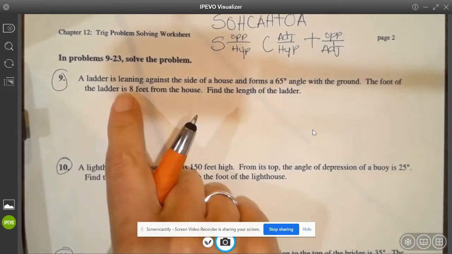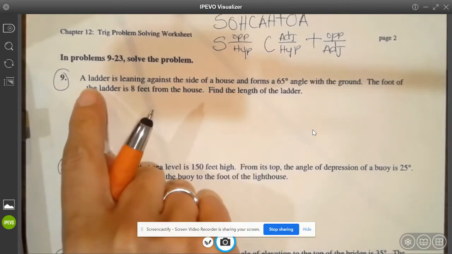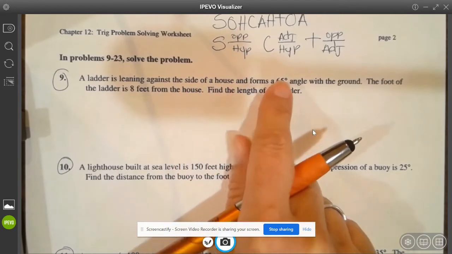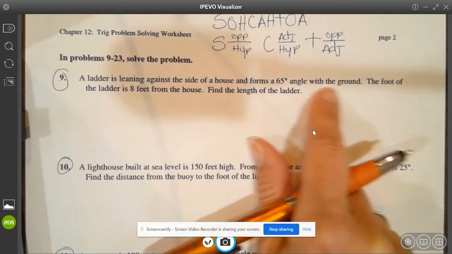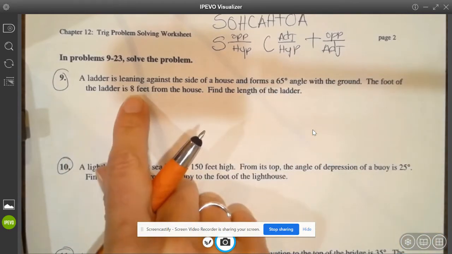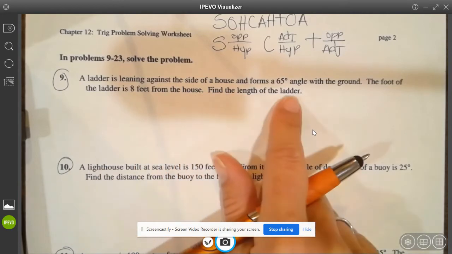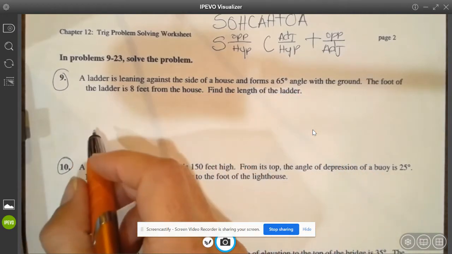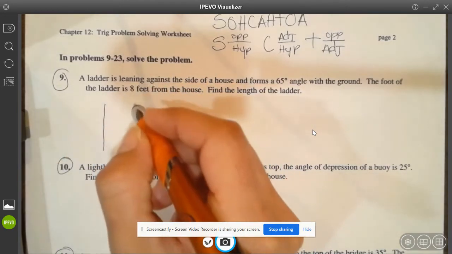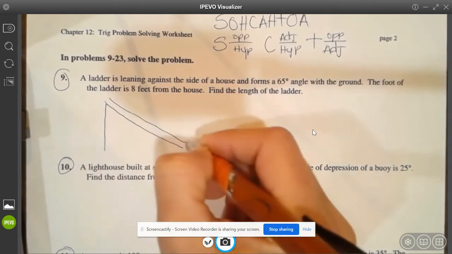All right, let's do some diagrams here, to see which side we're looking for. So it says a ladder is leaning against the side of a house that forms a 65-degree angle with the ground. The foot of the ladder is 8 feet from the house. Find the length of the ladder. So we're looking at, this is the house, right? And this is the ladder, right? Something like that.